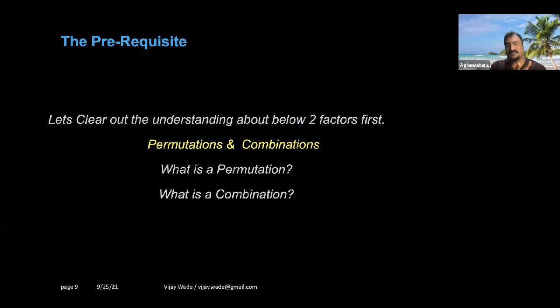So what is a permutation? If there are two people standing in a queue, how many permutations can happen and how many combinations can happen? If say A and B are standing in a queue, how many permutations can happen?